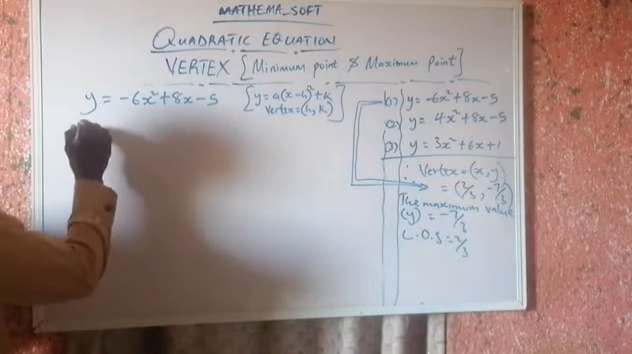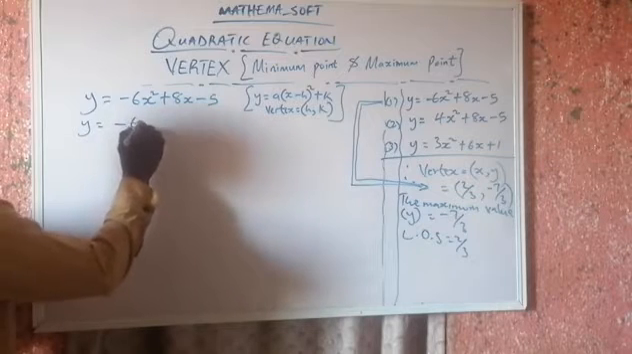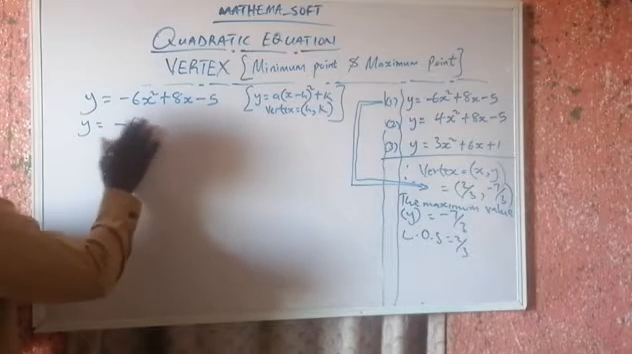We have y equals minus 6x squared, okay?